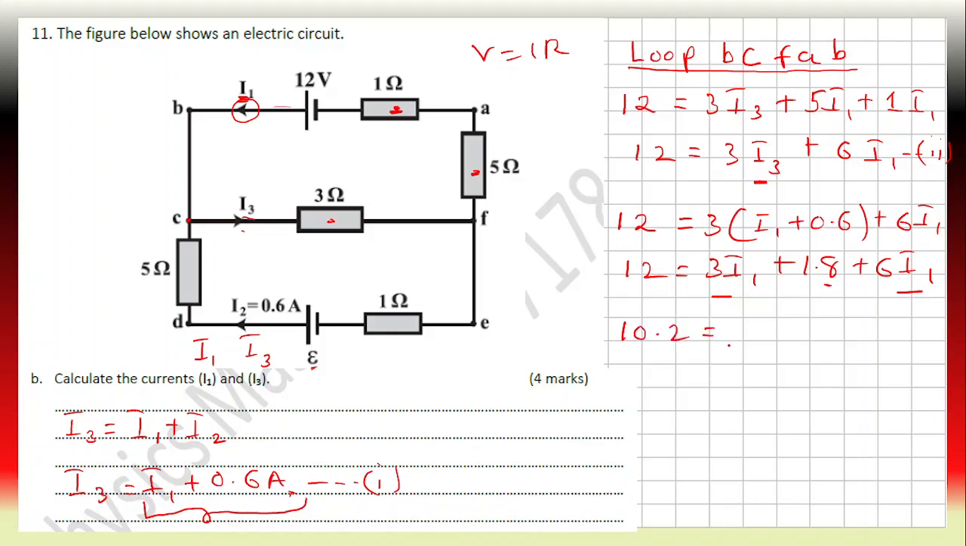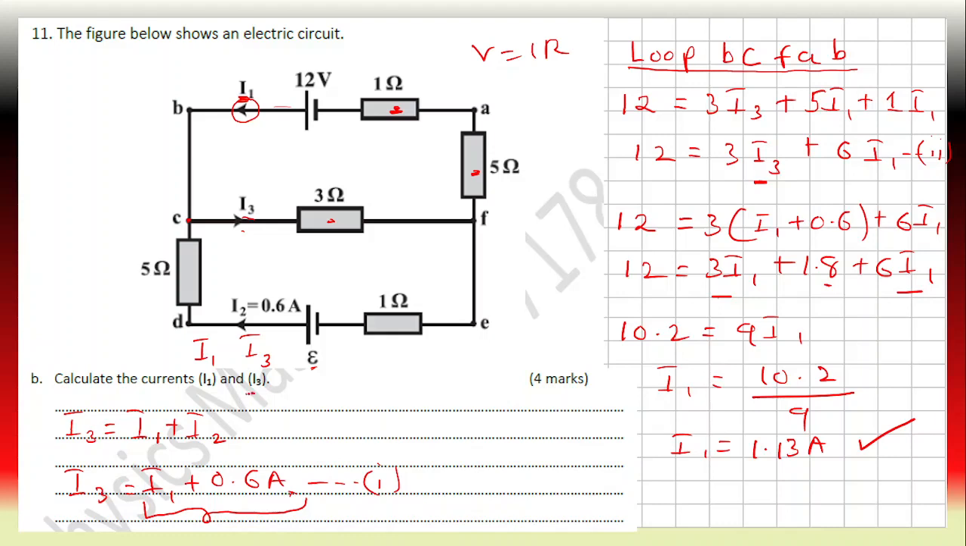Then this side we bring this together. 3I1 plus 6I1, you get 9I1. So I1 will be equal to 10.2. You divide by what? If you want to remain with I1 alone, you divide both sides by 9. Divide this side by 9, 9 will go, you'll remain with I1, then divide this side by 9 also. So 10.2 divided by 9, you get I1 as 1.13 ampere. So we have I1.